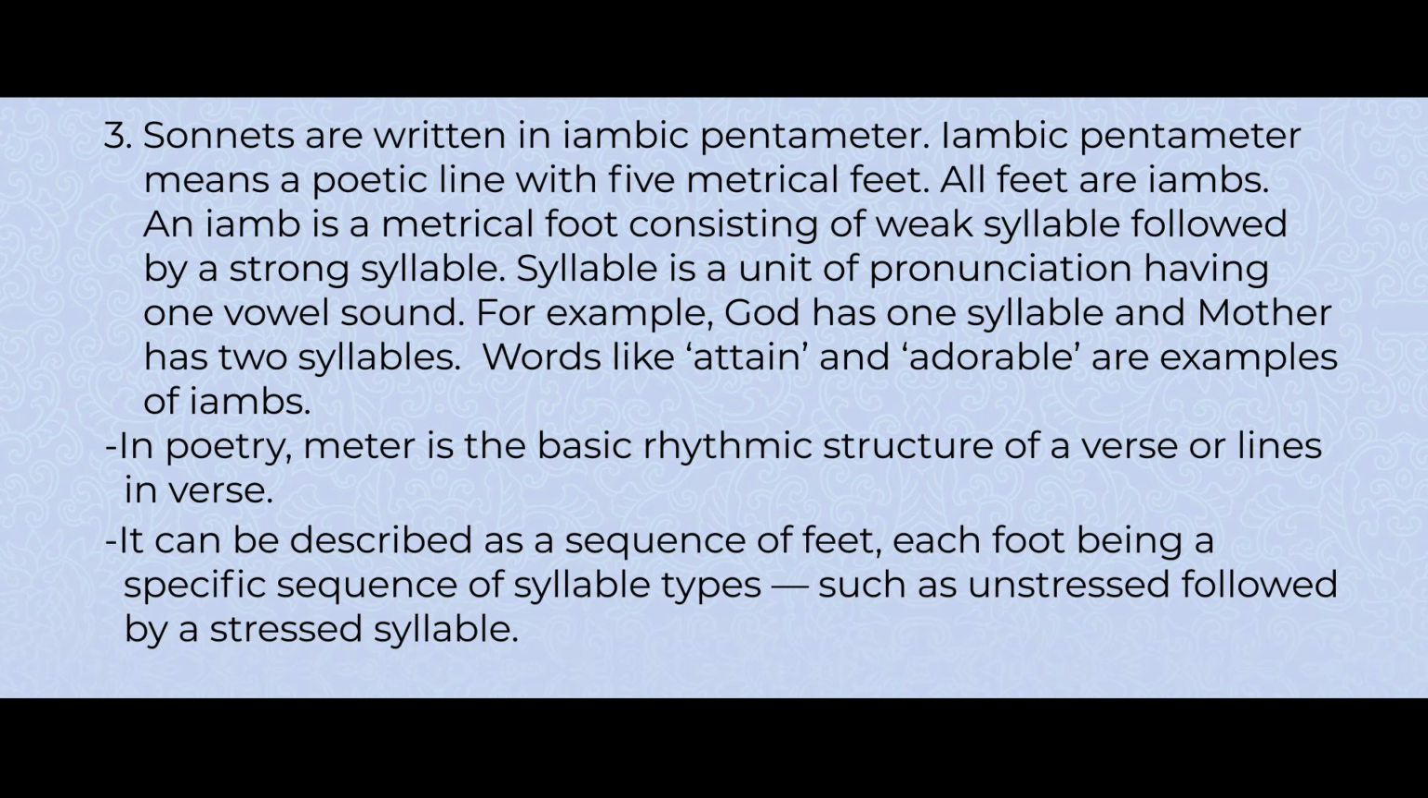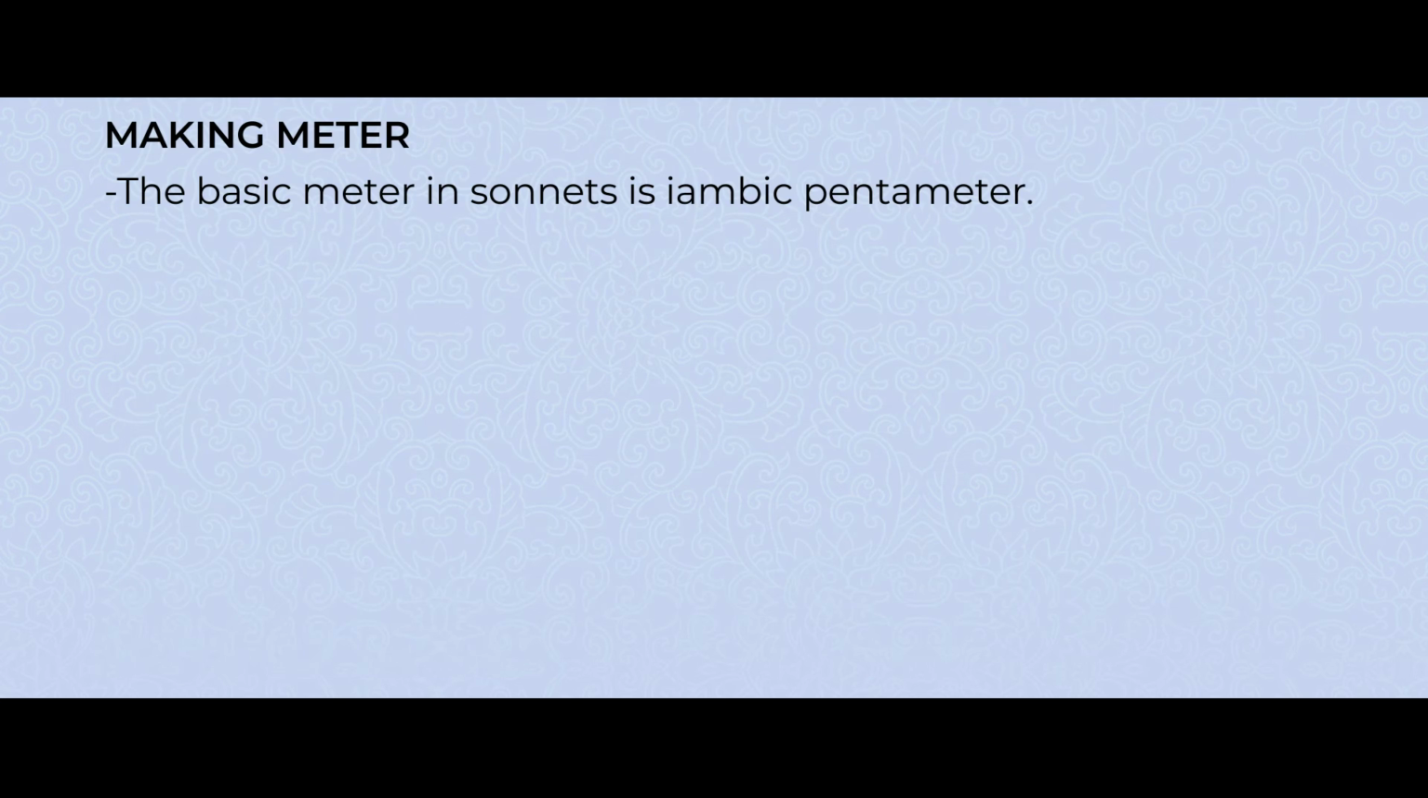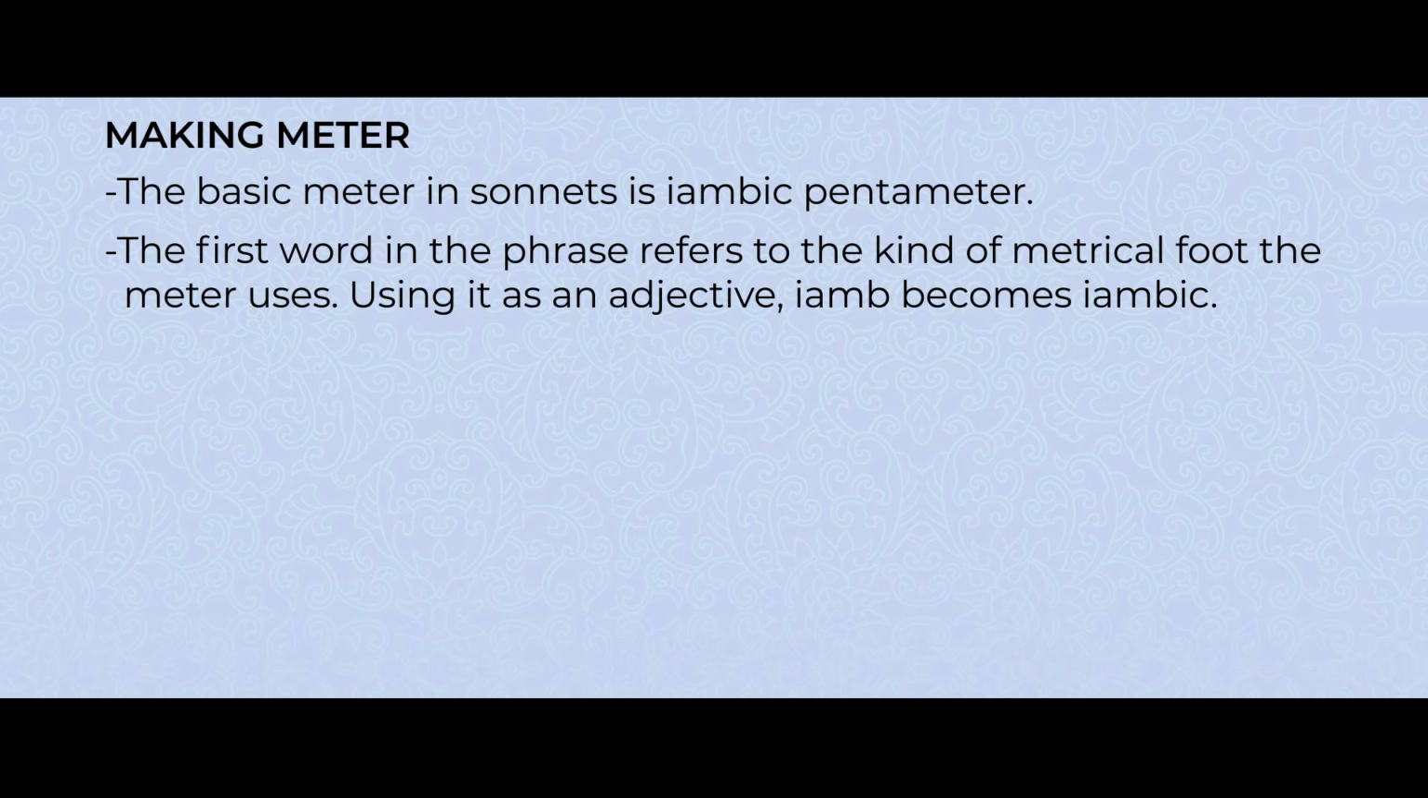It can be described as a sequence of feet, each foot being a sequence of syllable types, such as an unstressed syllable followed by a stressed syllable. The basic meter in sonnets is iambic pentameter. The first word in this phrase refers to the kind of metrical foot the meter uses. When it is used as an adjective, iamb becomes iambic.